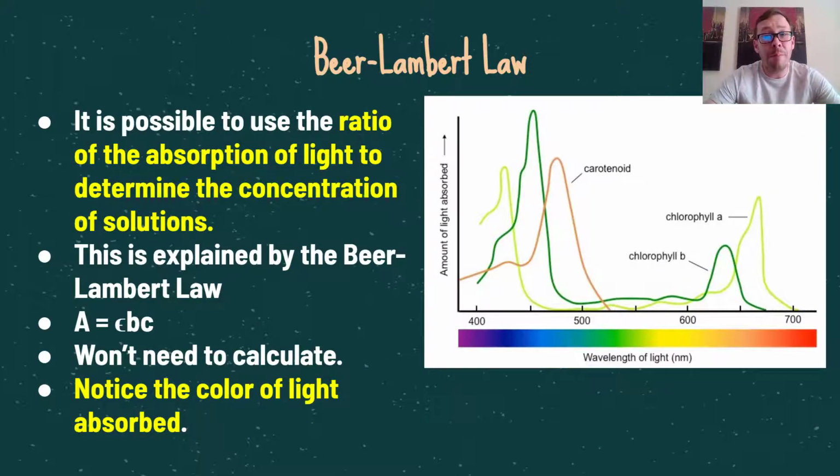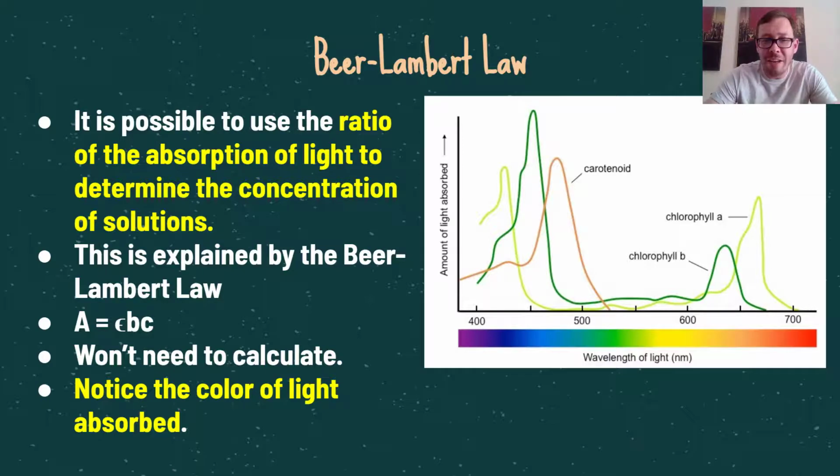So let's talk a little bit about the Beer-Lambert Law. It is possible to utilize the ratio of the absorption of light to determine concentrations of solutions. Think about it. Solutions that are more concentrated absorb more light than those that have a lower concentration. So this is explained by the Beer-Lambert Law, which is given below.